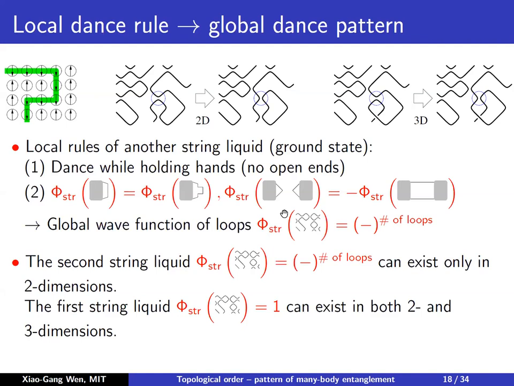So therefore, this kind of wave function is illegal. We do not have a local Hamiltonian to realize this wave function in three dimensions, only in two dimensions. This is only realizable in two dimensions. But the first wave function, where the phase does not change sign, can exist in both two or three or even higher dimensions. So those are examples of entangled states.